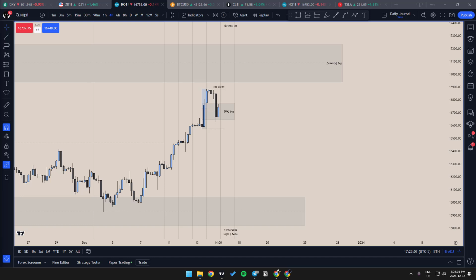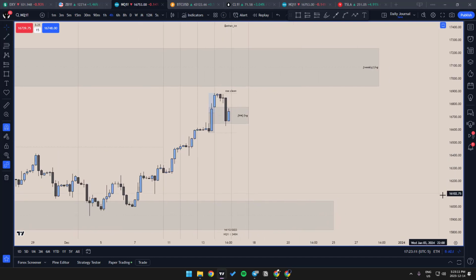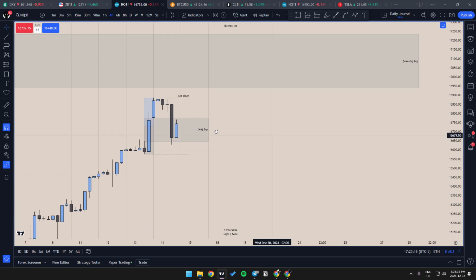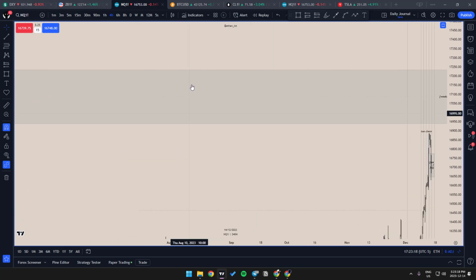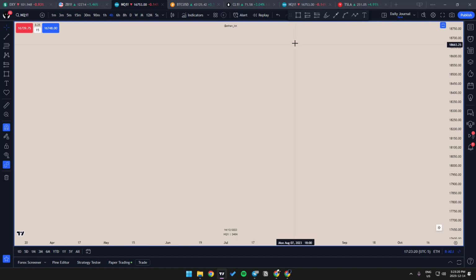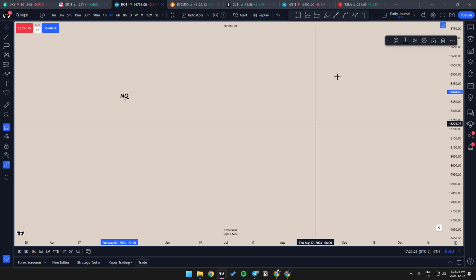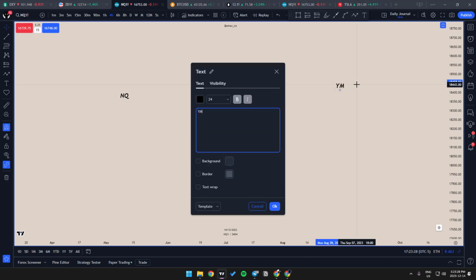Continuing on SMT divergence. When one pair is diverging, how do you know which one is the right one to possibly trade? I look for the pair that has low resistance liquidity resting as an obvious target. So for example, I'll draw it out actually. So let's say we have NQ on this side. Then we have YM on this side.